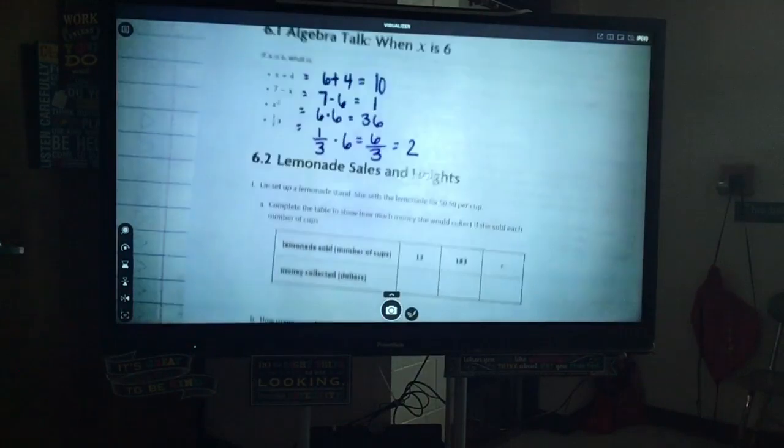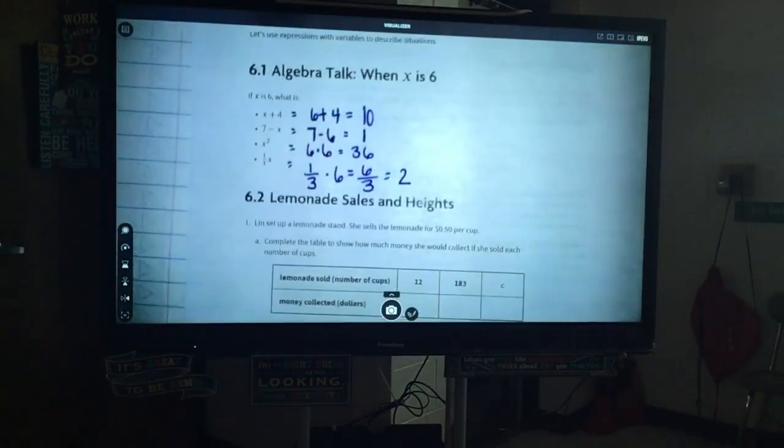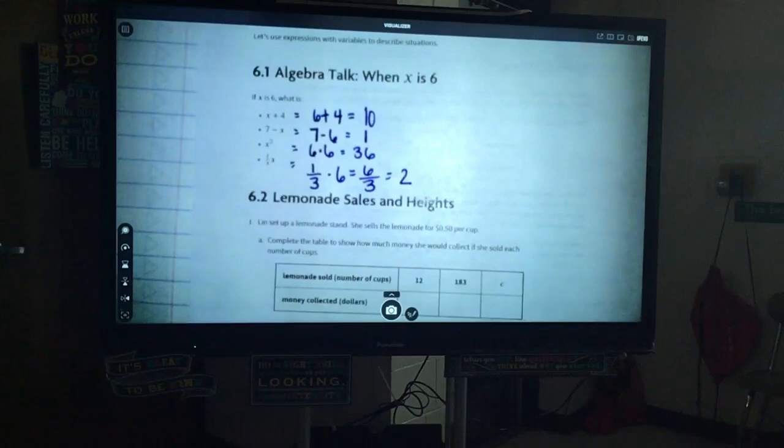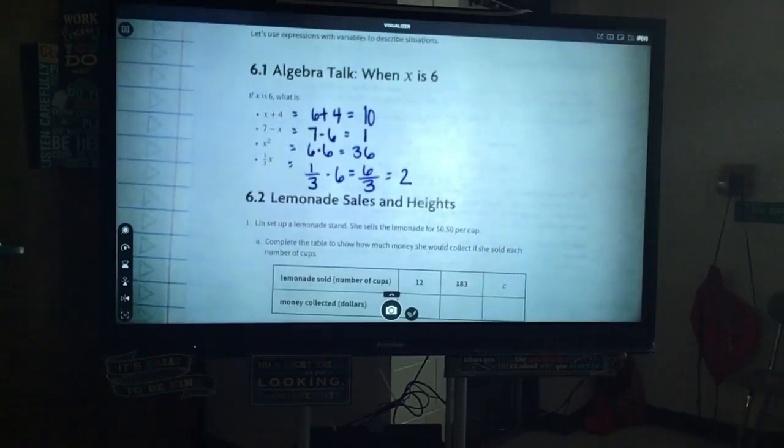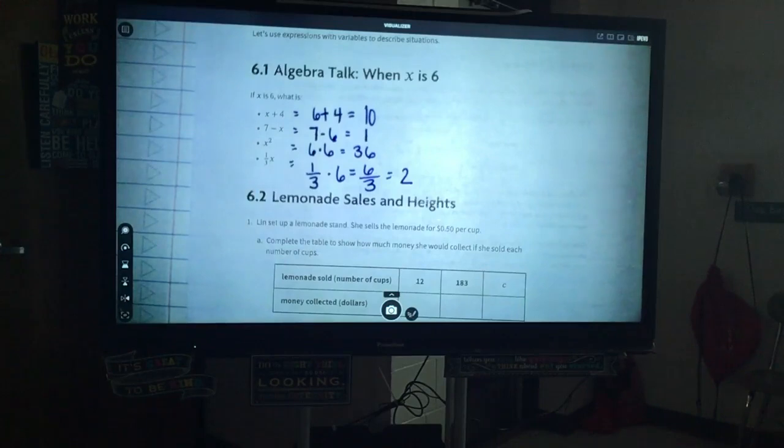All right, questions about that. So what did you do that helped you solve each one of these problems? What did you have to do? I didn't ask that right. Since there was a variable and it was unknown, obviously we can't solve those until we have a value, correct? So what did you have to do with the value that was given to you for x? You had to sub it in first. Right, so you had to take the x out, put the 6 in, and then do the operations that way. All right.